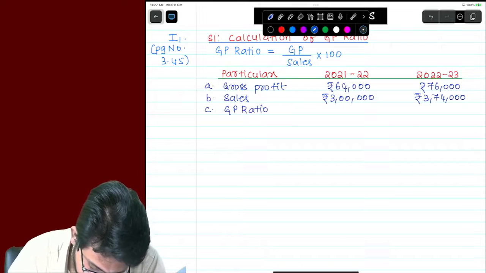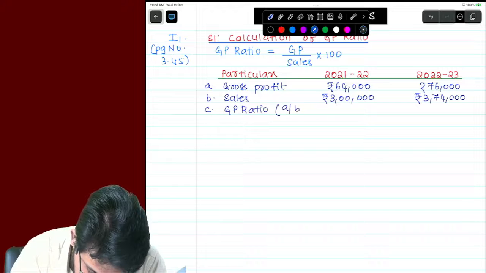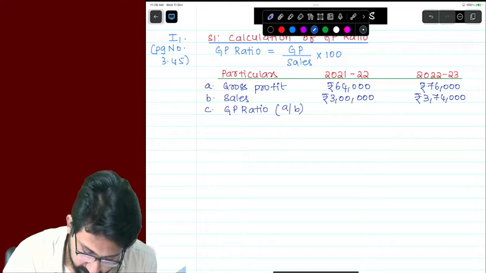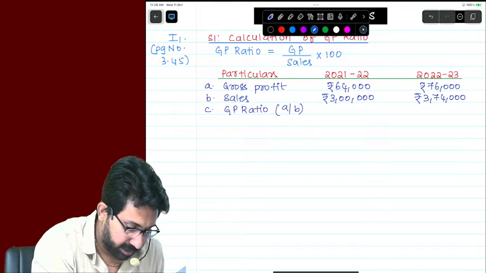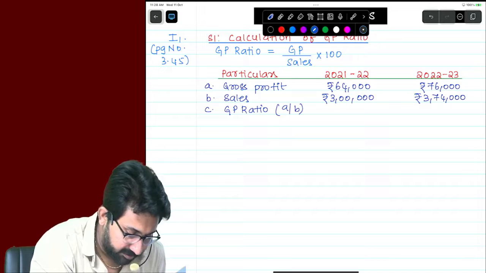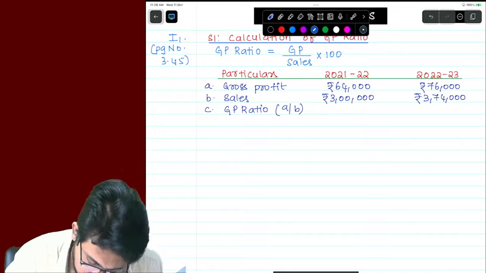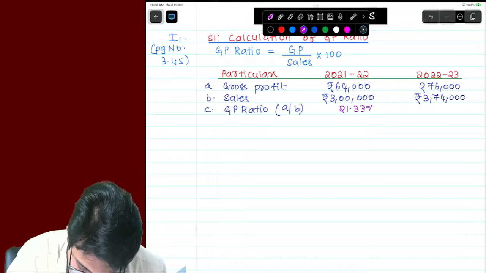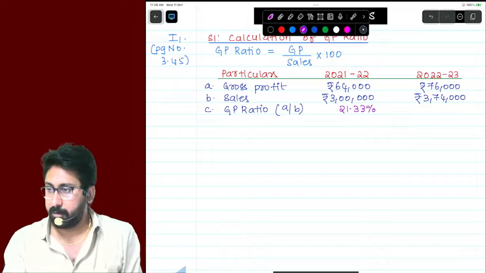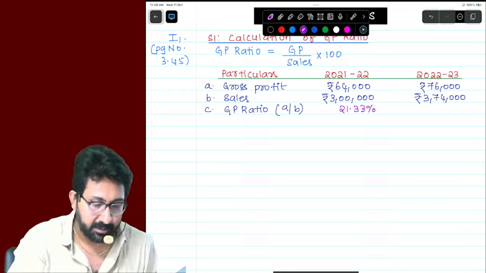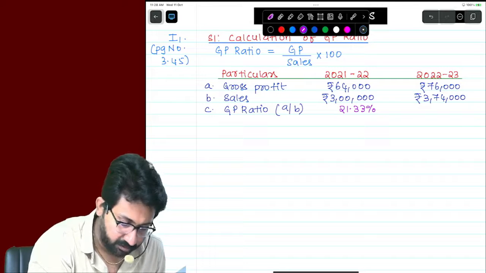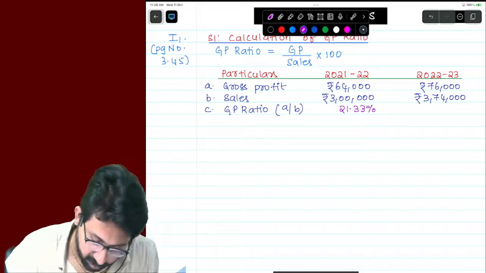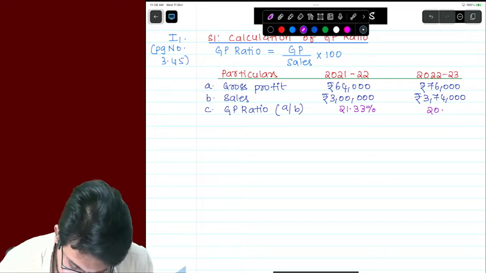C. GP ratio. Write down A by B. I think you can understand why we are writing A by B. A by B or A by B into 100, anything is okay. Calculate everyone. 64,000 divided by 3 lakh into 100. How much? Take another colored pen and write down 21.33%. Next, 76,000 divided by 3 lakh 74,000 into 100. How much? 20.32.